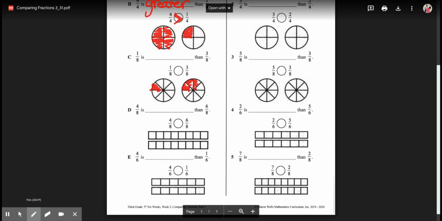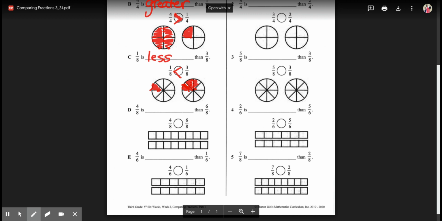Okay, so 1/8 doesn't have as much of the figure shaded as 3/8 did. So we know that 1/8 is less than 3/8. So it's being pointed at because it's the little one. And it's opened up to the greater one. So 1/8 is less than 3/8. So we're going to write 1/8 is less than 3/8.